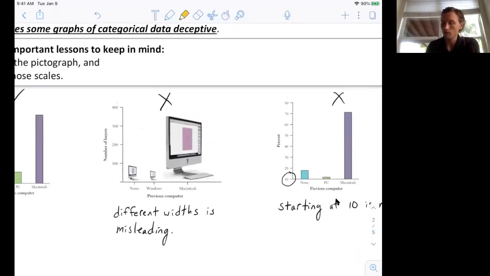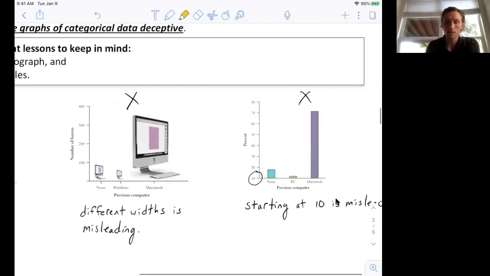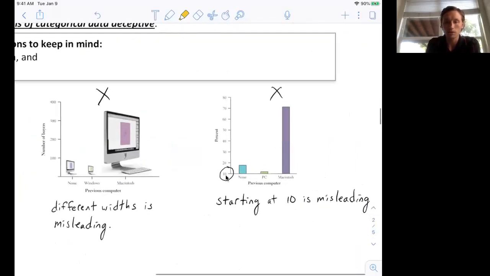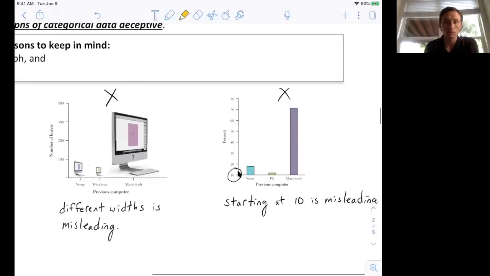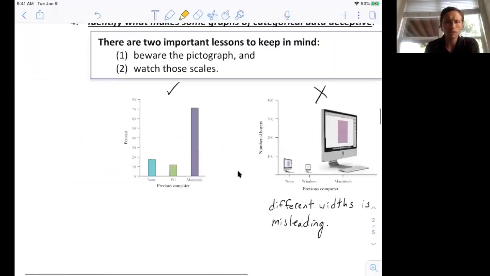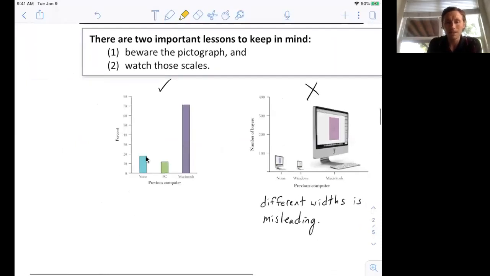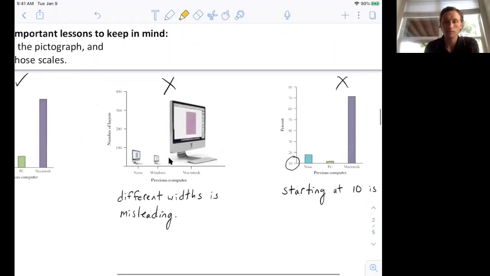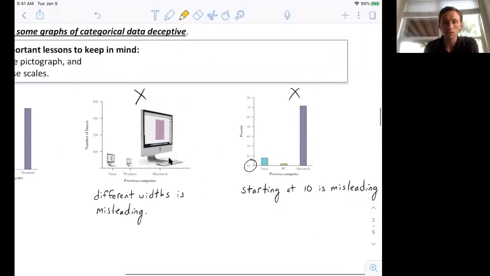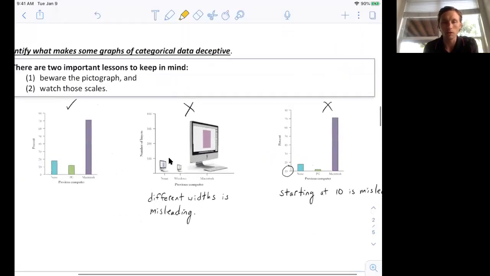The second graph is misleading because it starts at 10 versus starting at 0. So it's missing a lot of the data from each group. So if we were to make this graph the appropriate way, which would be here to the left, you can see that the gap is not as big as the misleading graph appears. So basically, make sure you are using the same width of your bars and make sure you're always starting your scale at 0.